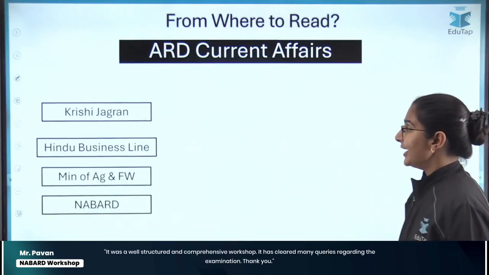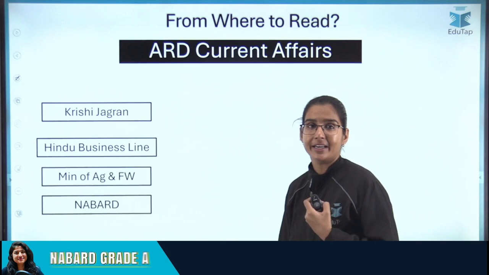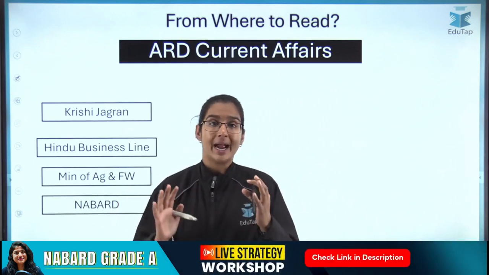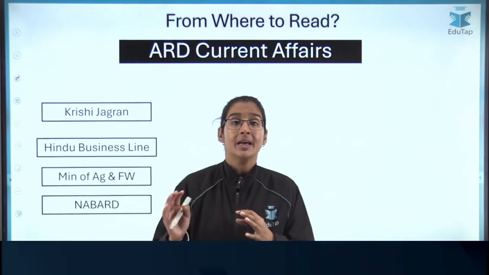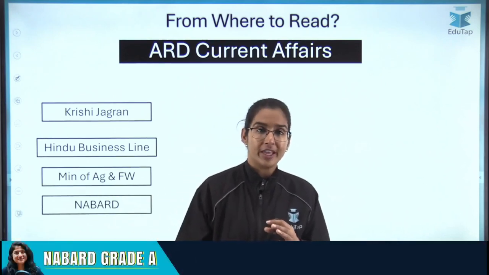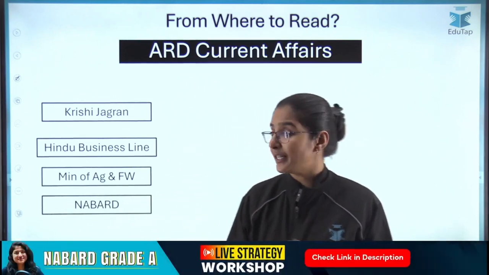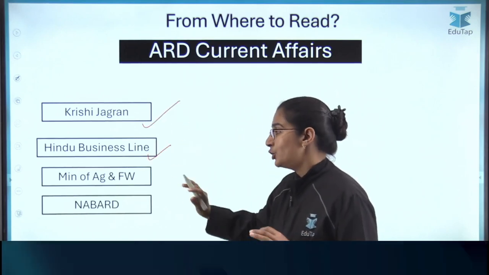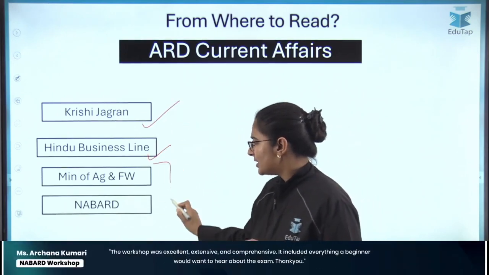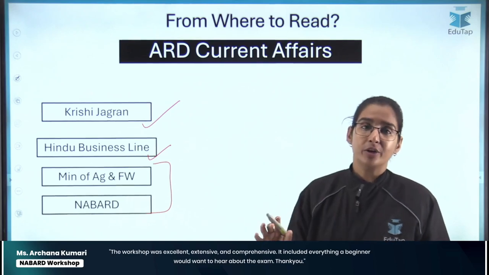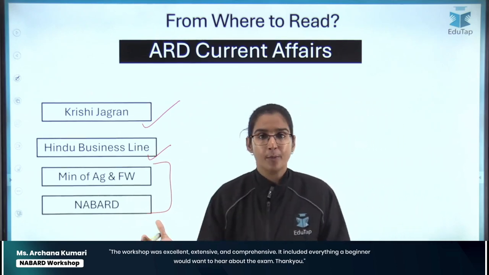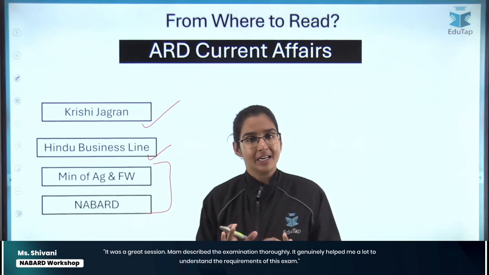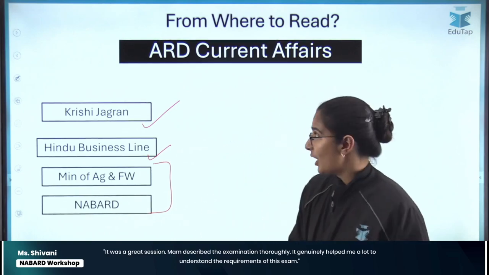Now, moving ahead, how you have to cover the ARD current affairs. Although I have already told you that you have to read the reports and the schemes of these ministries, for the general current affairs of agriculture, where are you going to read that? Krishi Jagran is a very good source. The Hindu Business Line, you have to read. Then these ministry websites are something you can refer to for the annual reports, right? So that is how you have to cover the ARD related current affairs.